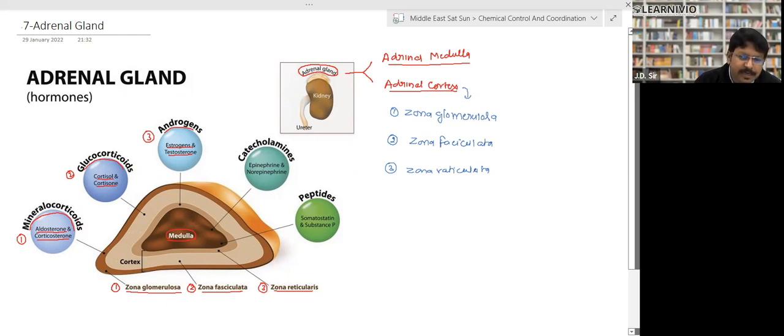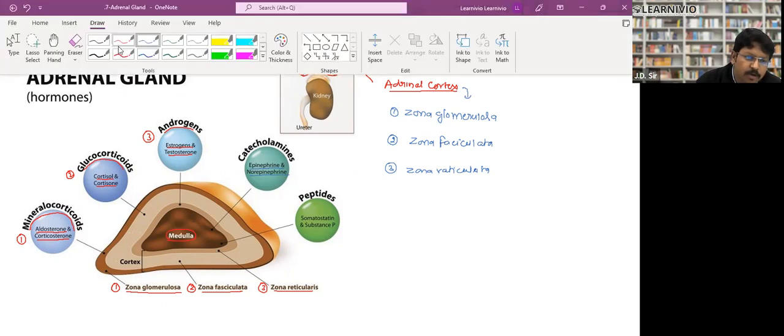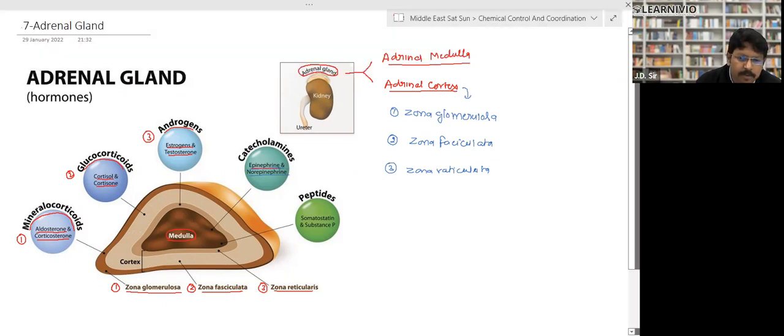Adrenal medulla secretes a type of hormone. These hormones are epinephrine and norepinephrine. So there are two types of hormone: epinephrine and norepinephrine. And another type of hormone is known as somatostatin. They are peptide hormones. They are meant for protein synthesis, right? So one more important thing: adrenal medulla secretes epinephrine, norepinephrine.